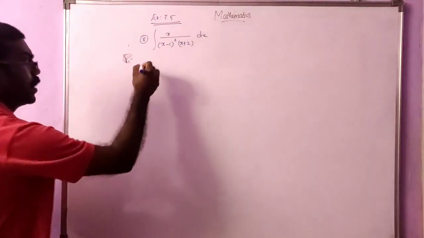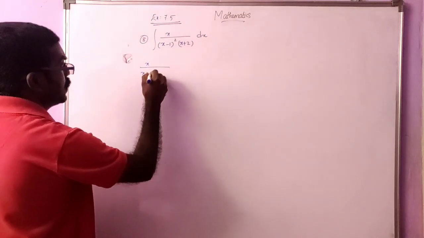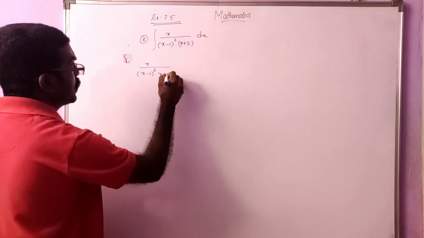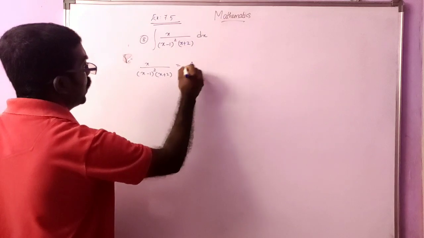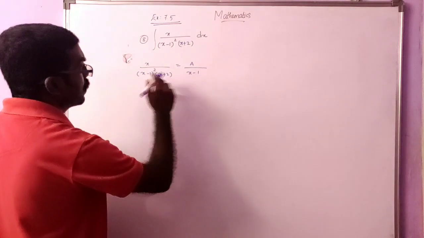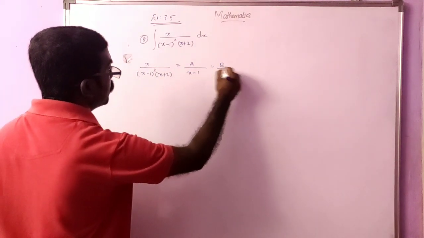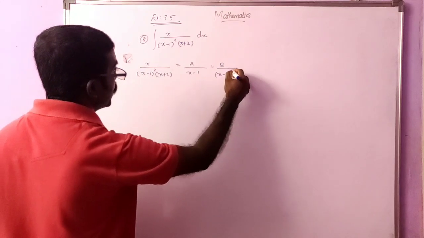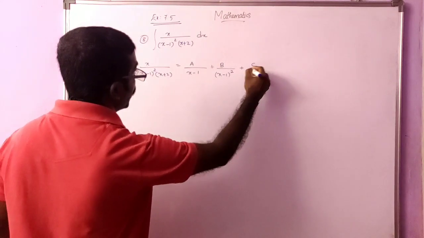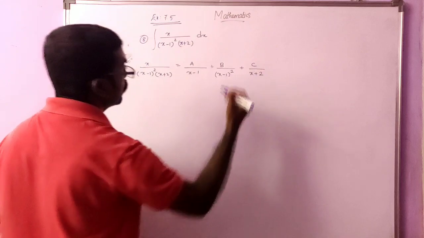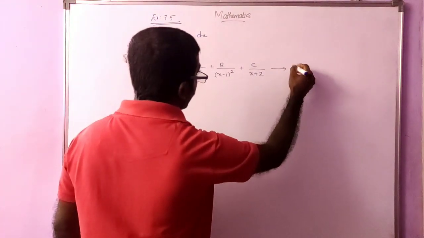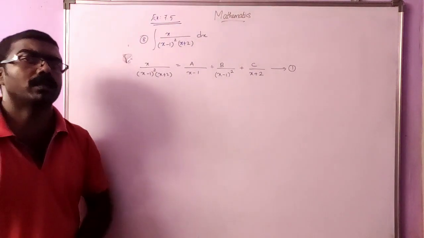Okay. So we can write x by (x minus 1) the whole square into (x plus 2) as a by (x minus 1) without square, then plus b by (x minus 1) the whole square, then plus c by the third factor (x plus 2). We can take it as equation number 1. The remaining part is same.